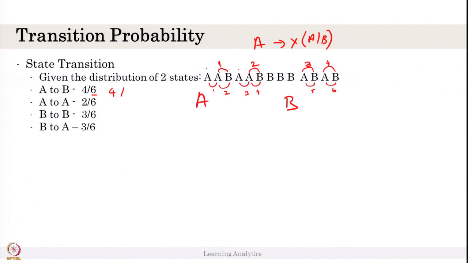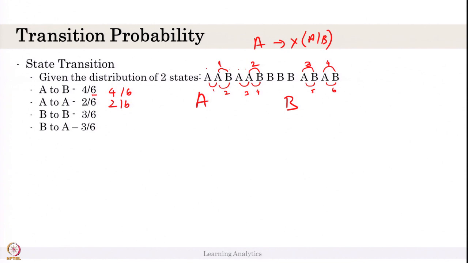Out of all 6 transitions from state A to other actions, there are 4 of them to B only. So, 4 by 6. Which means A to A will be 2 by 6, because there is 1 and 2. If there are 6 transitions from A and 4 of them are to B, then 6 minus 4 will be 2. So, 2 by 6.